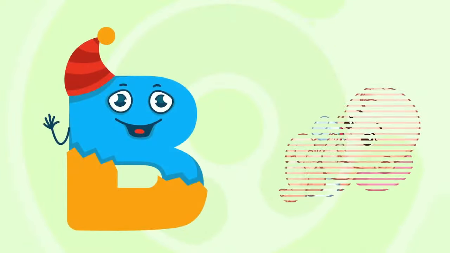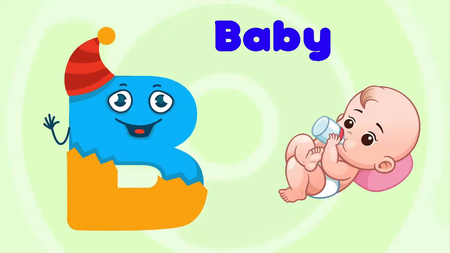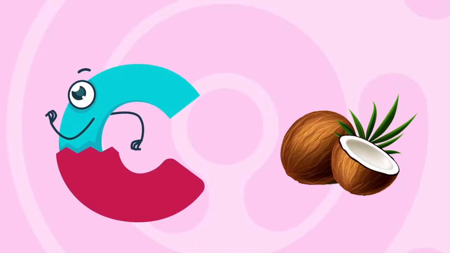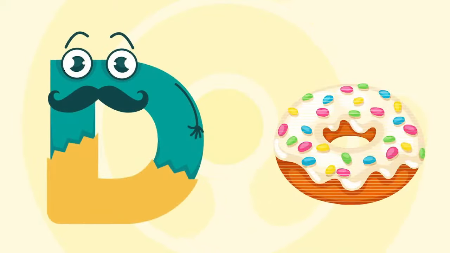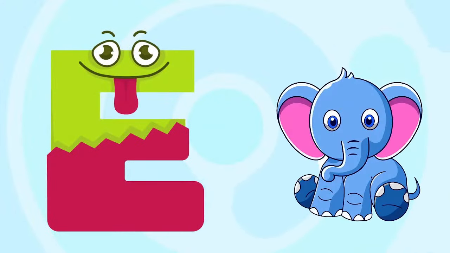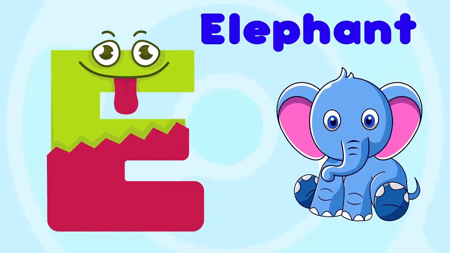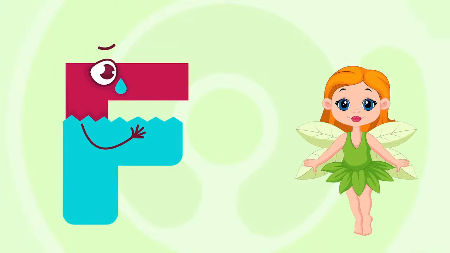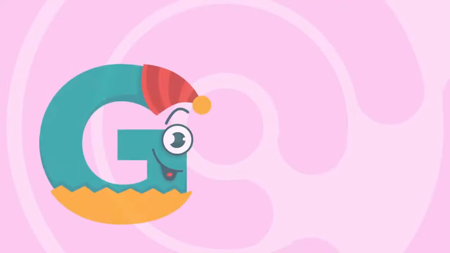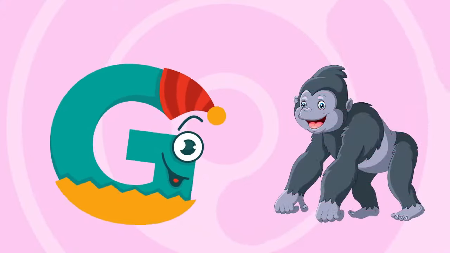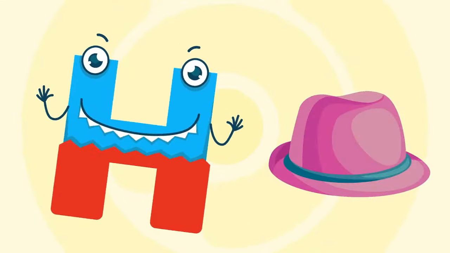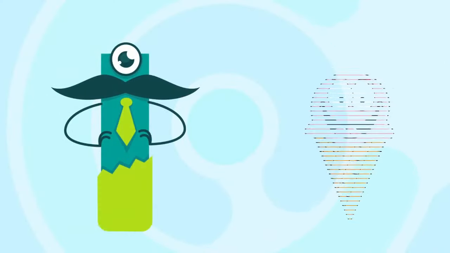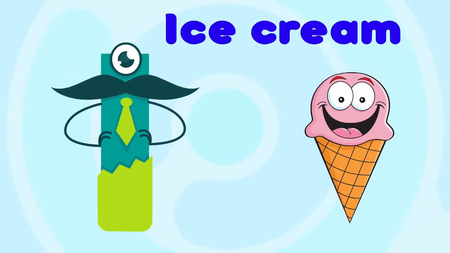A is for apple. B is for baby. C is for coconut. D is for donut. E is for elephant. F is for fairy. G is for gorilla. H is for head. I is for ice cream.